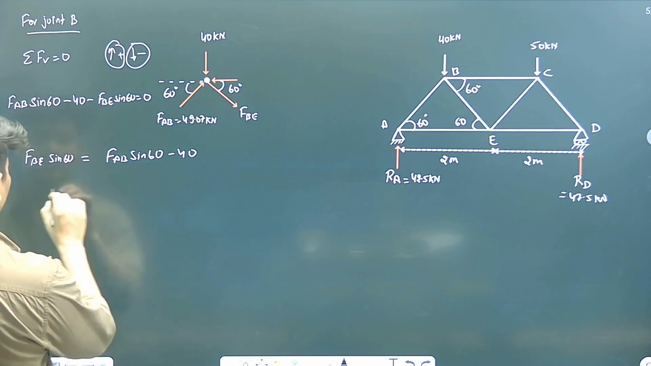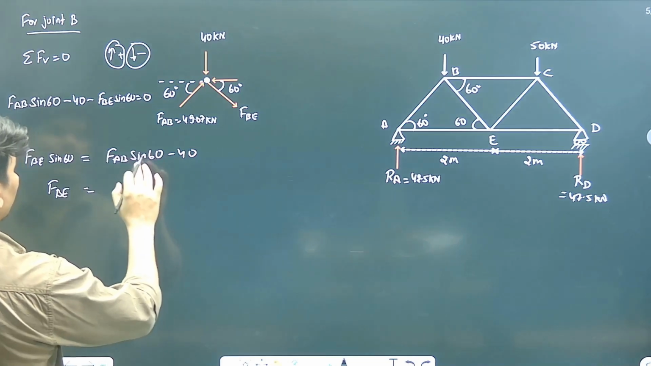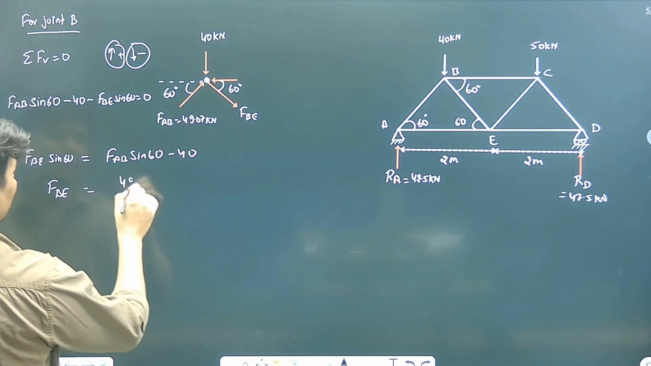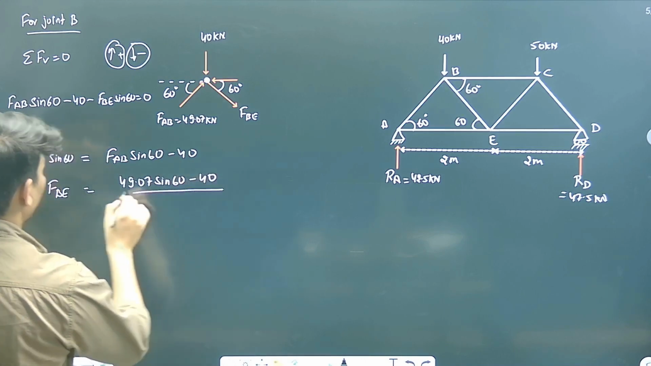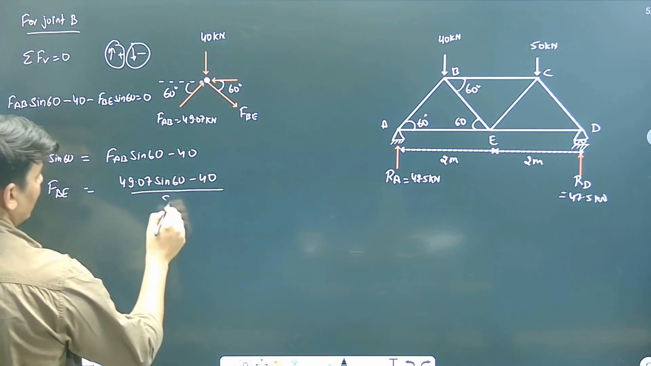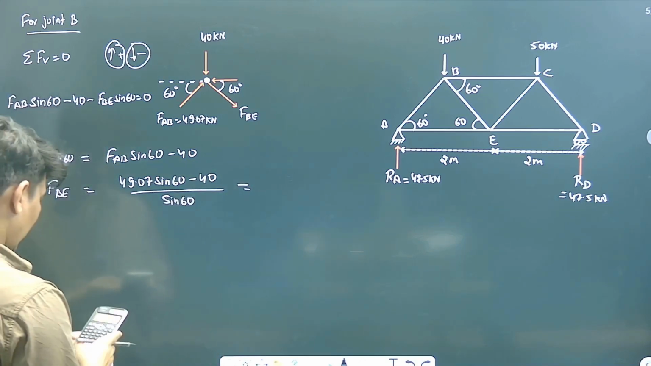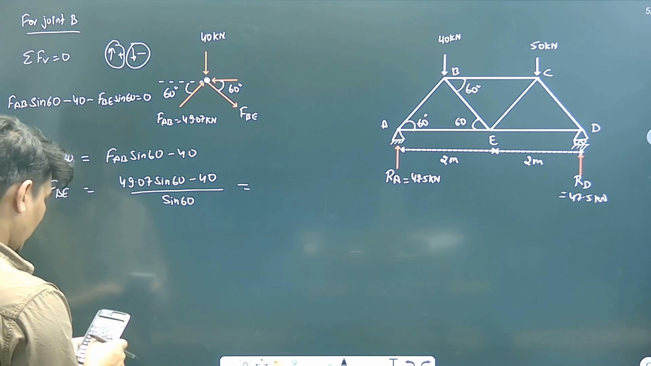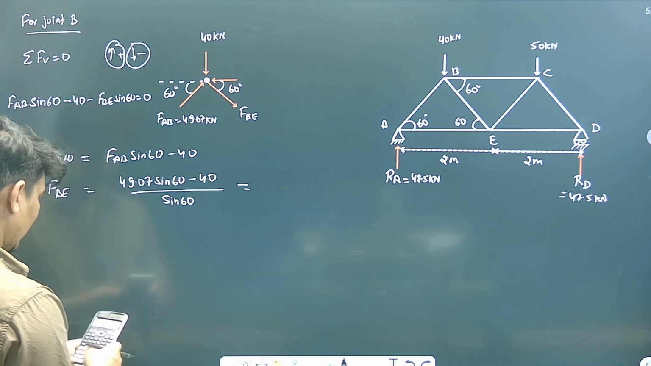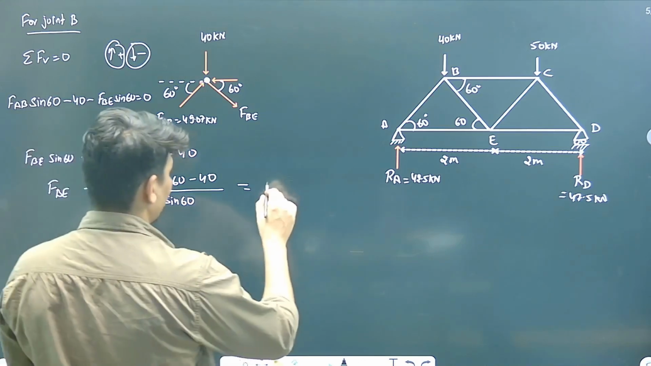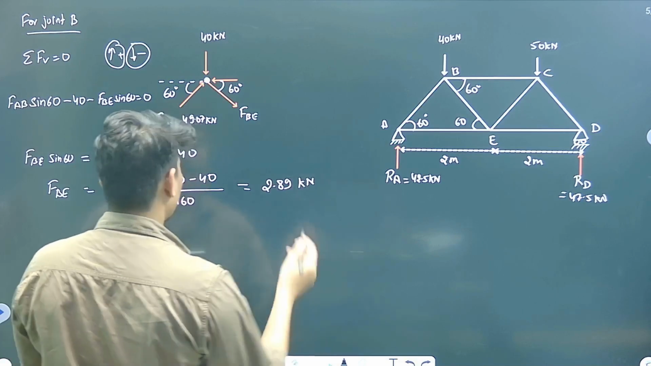Now we know force in BE will be equal to, what is F of AB? F of AB is 49.07 sine 60 minus 40, divided by sine 60. How much you will get? 49.07 into sine 60 minus 40 divided by sine 60. Answer is 2.89 kilonewton. Right. Nature क्या है?